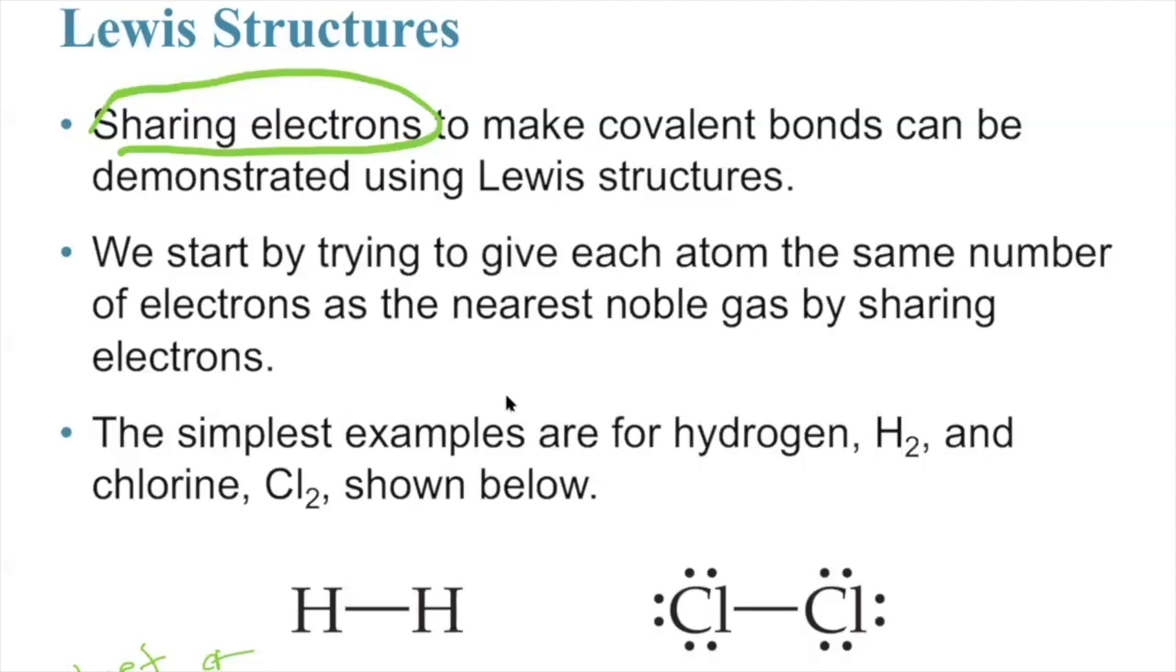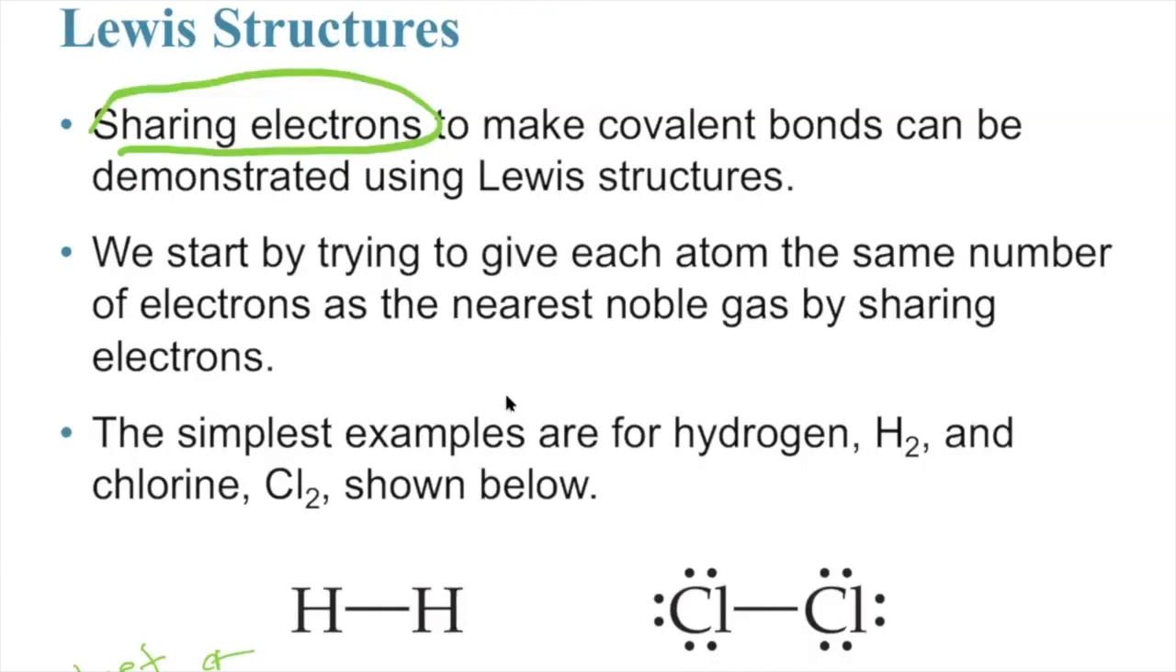Chlorine, on the other hand, has 7 valence electrons: 1, 2, 3, 4, 5, 6, 7. Notice that when it's sharing that electron, now this chlorine on your left has 8 valence electrons, and the one on your right also has 8 valence electrons, which follows the octet rule and is happy.